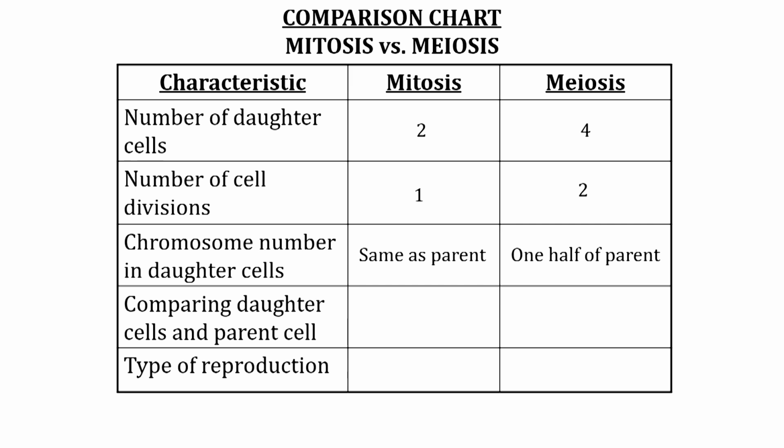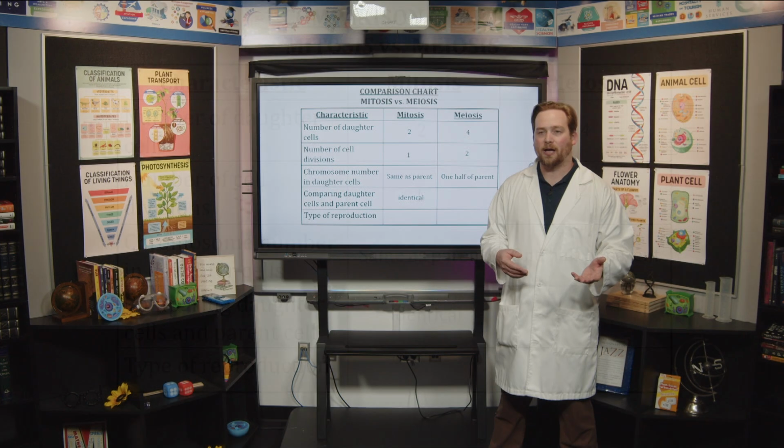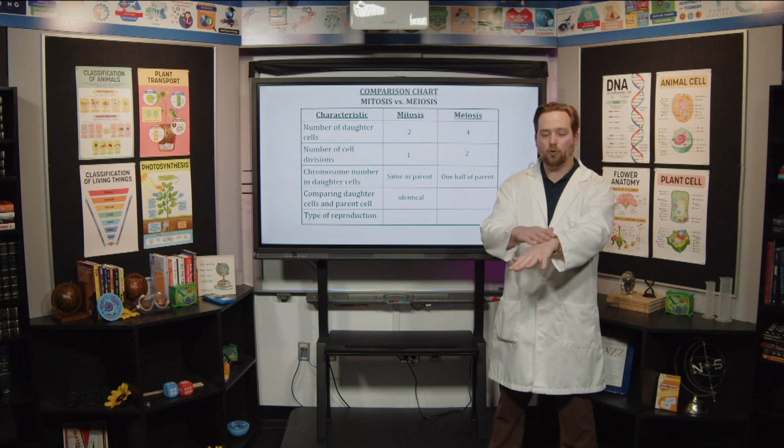Okay, in mitosis, if you compare the daughter cells to the mother cell, they are going to be identical. Again, remember, mitosis is used for growing and repairing cells. So imagine you get a wound on your hand and you scraped a bunch of the cells off the top of your hand off. Well, mitosis is going to be the ones that are responsible for replacing those cells.